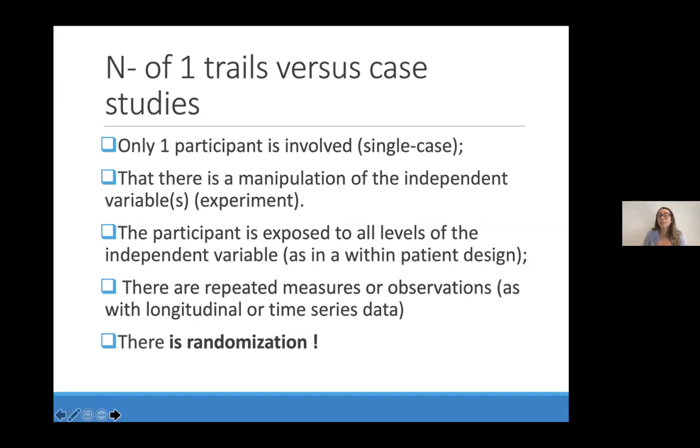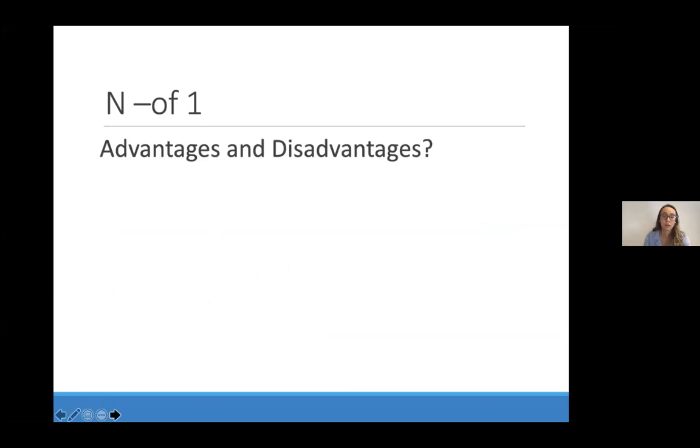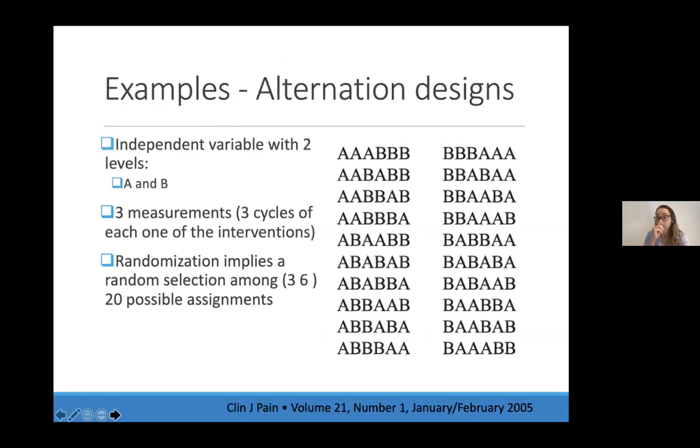The only thing here is that instead of randomizing the patient to the treatment, you will randomize the way you are going to give the treatment to the patient. It's a little bit different. We're going to get better when we think about examples here. So Dr. Sato's idea was doing 2 cycles of drugs, drug A and drug B, right? Within a short period. But here we would have to remember that the patient has to be randomized to cycle A or cycle B, or changes to cycle A from cycle B, okay? So this would be the randomization in Dr. Sato's idea.